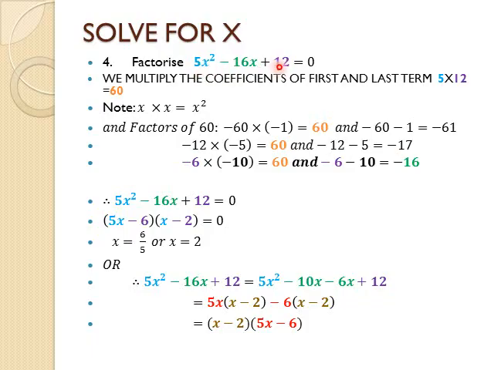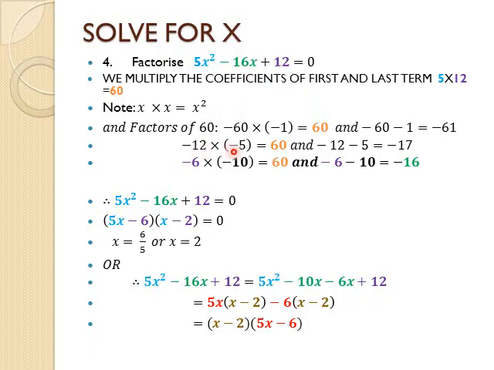So in short, I'm just going to say 5 times 12 gives me 60. And then x squared is x times x, which gives me x squared. If we take the factors of 60, minus 60 times minus 1, and take note I'm using negative, because the last term is positive and the middle is negative. So my signs can only read negative, negative. So minus 60 times negative 1 gives me the positive 60, but minus 60 minus 1 gives me minus 61, which is not my middle term.